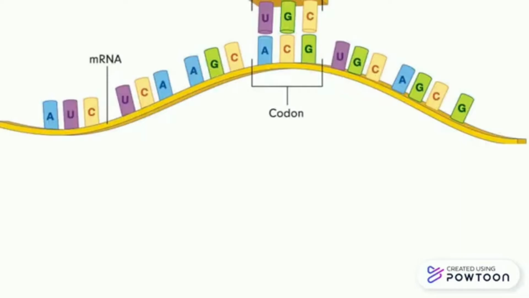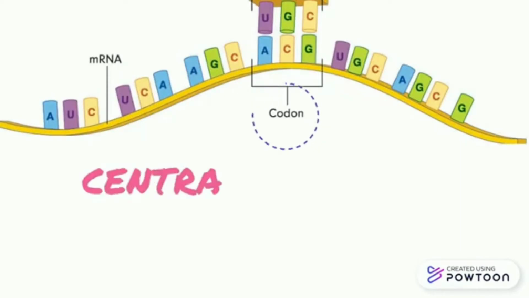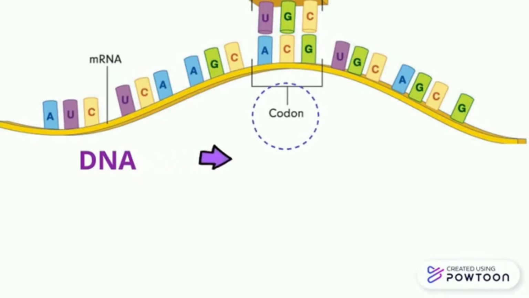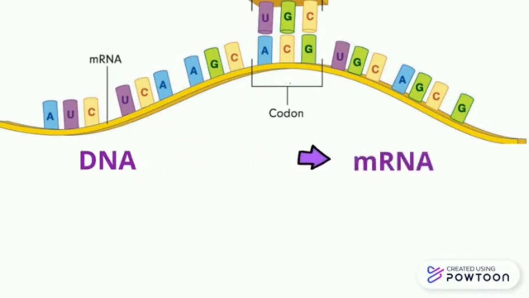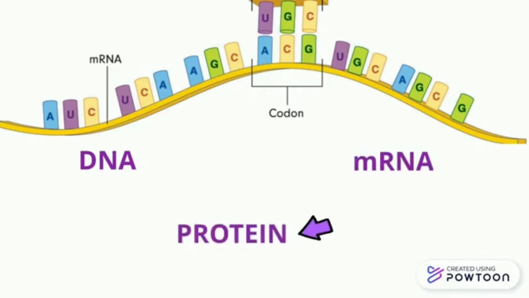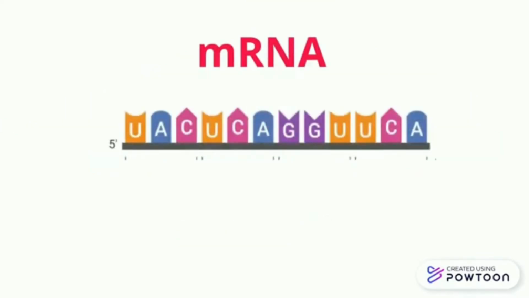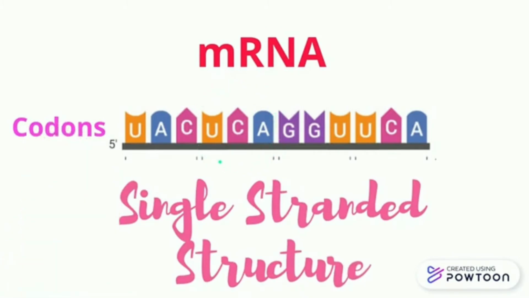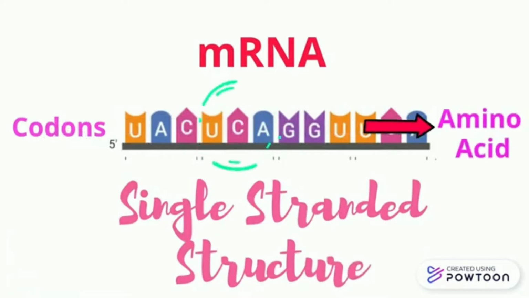Codon is a 3-nucleotide stretch of sequence which codes for proteins. Looking back at the central dogma of biology, this begins with a DNA molecule. From the DNA, it produces mRNA, and from mRNA, it produces protein. mRNA has different bases coming out because it is a single-stranded structure, and 3 of those bases coming out are called codons, which are specific for coding a particular amino acid.